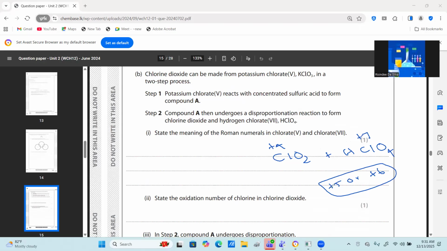2 marks are given for writing +5 or +6. And the reason is it should be between +4 and +7.